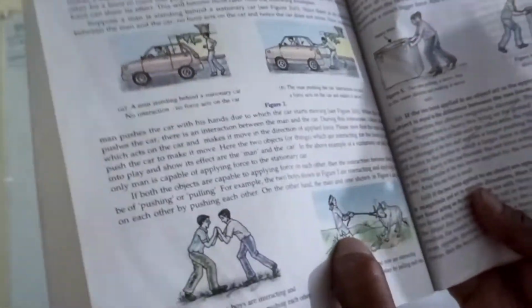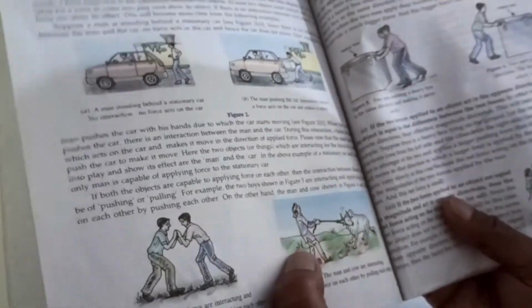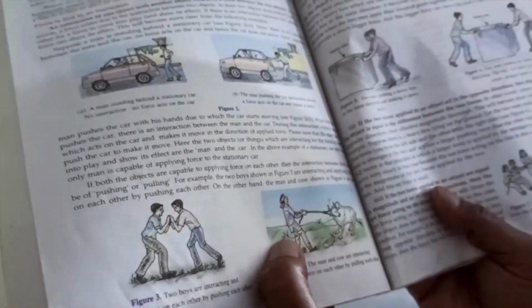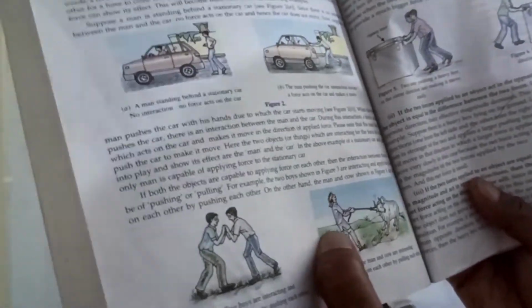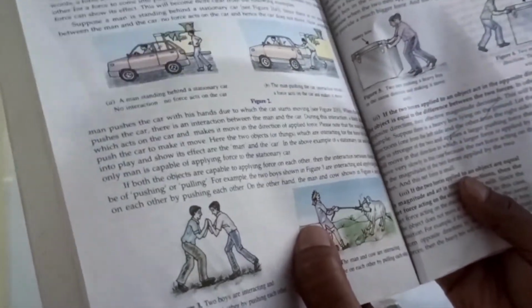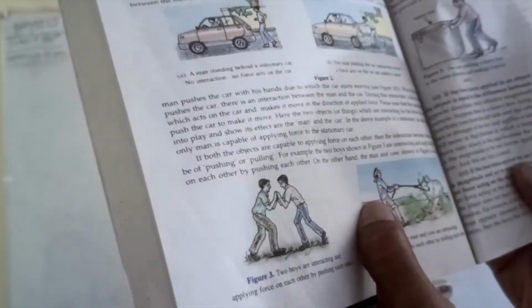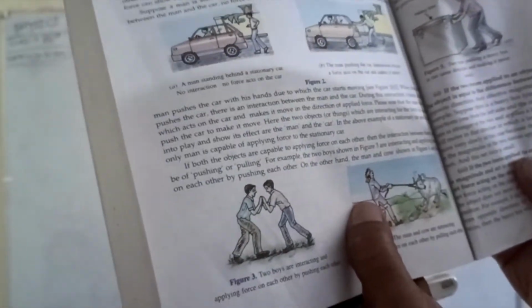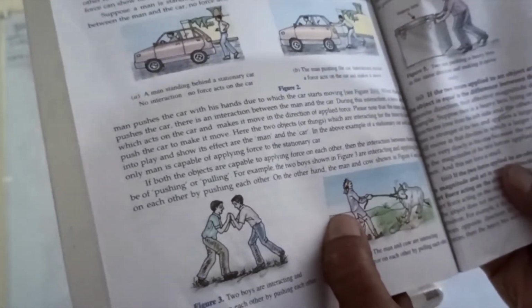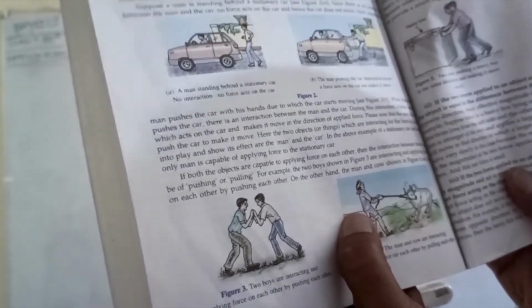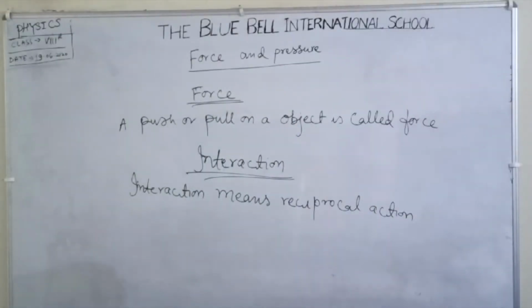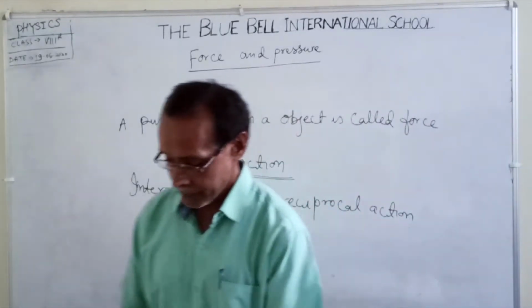In the second case, in figure 4, a man is pulling the cow. The man is applying force in the forward direction, but the cow is also applying a backward force in the opposite direction. It means the man is pulling the cow and the cow is also pulling the man. So interaction is from both sides. Here the force is a pulling force.